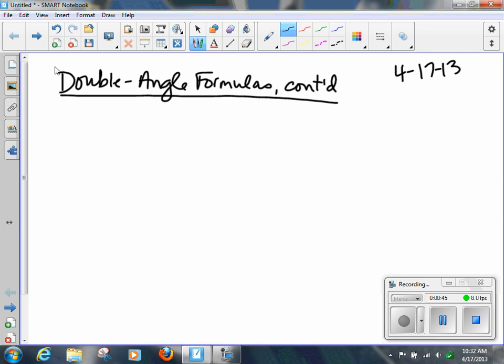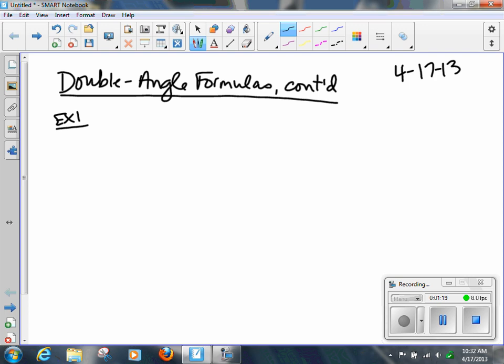Now, double angle formulas. This is the last day on double angles, folks. You got to get it the first time, okay? Now, if you did not get the second example from yesterday, that's fine. I'm going to give you a couple examples here, and then, folks, pretty much it is what it is. You either get it or you don't. I don't mean that to sound harsh, but this is very simple, very simple.